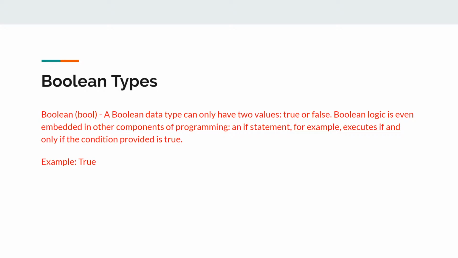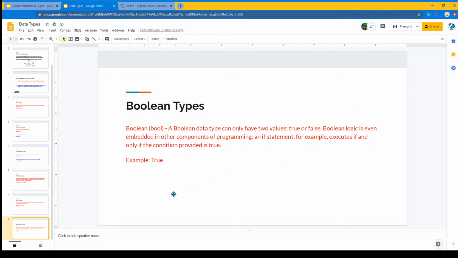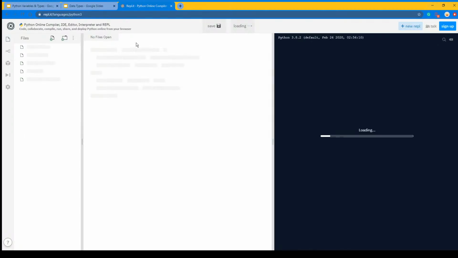Boolean types. A Boolean, or bool, was mentioned like 2 lessons ago. It can only have 2 values, true or false. Boolean logic is even embedded in other components of programming. For example, an if statement executes if and only if the condition provided is true. An example of this is just true or false. That wraps up this part of the presentation. Now we are going to move on to actual examples.